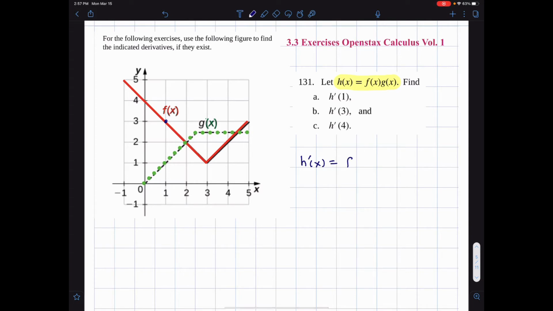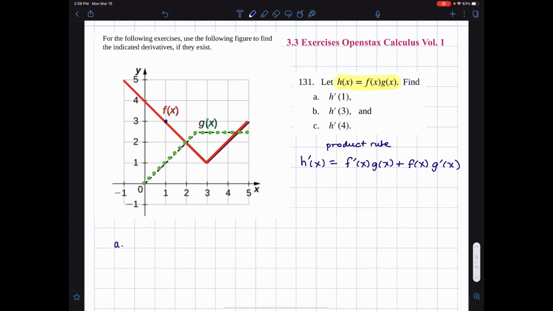Well, that's going to be using the product rule. So we have f prime of x, g of x, plus f of x, g prime of x. That's the product rule. We have a product of f and g. Take the derivative of f and leave g alone, plus leave f alone and take the derivative of g.